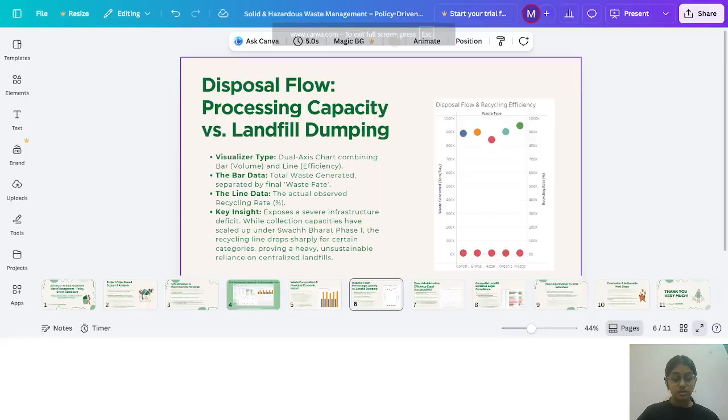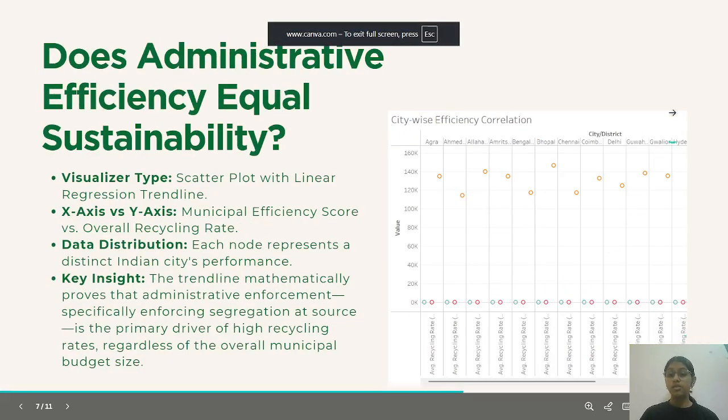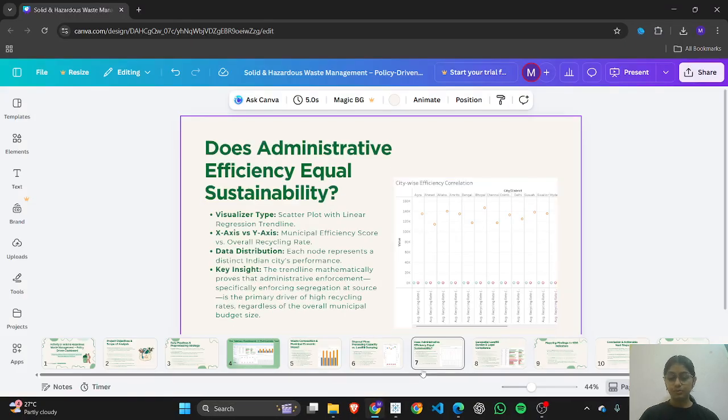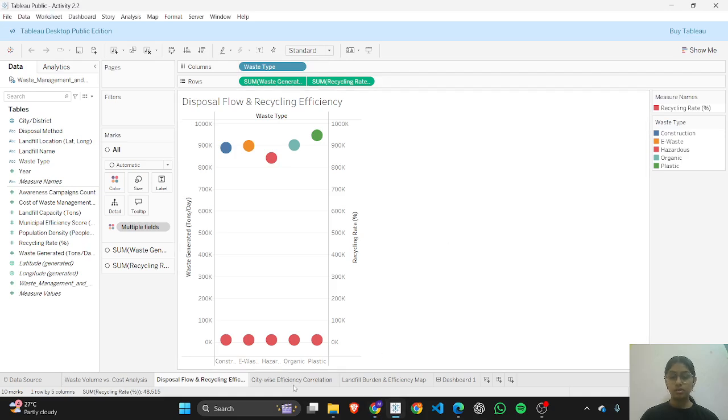Next is, does administrative efficiency equal sustainability? For this, I have used a scatter plot with linear regression to show the trend line. The x-axis has the average recycling rates and the y-axis has its value. The data is distributed across Indian cities, comparing each city with the others. This is sheet number three.